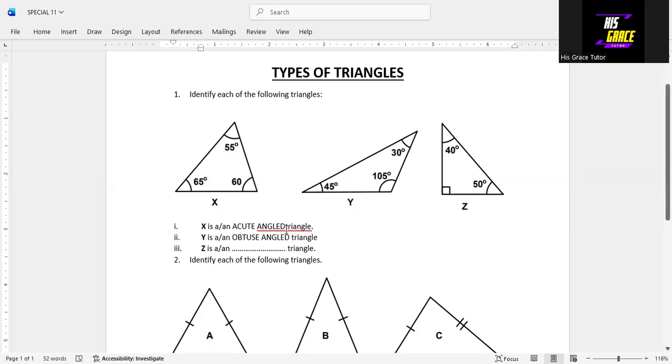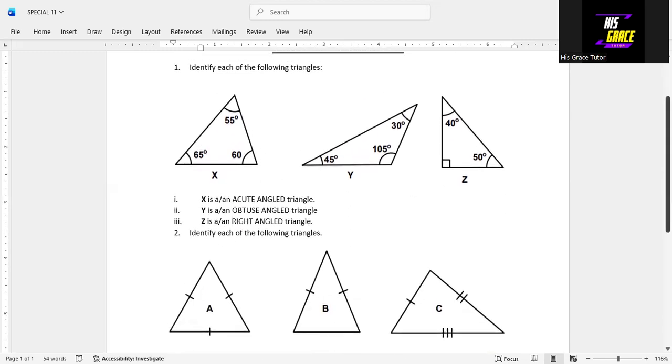Now, let's look at triangle Z. We have this triangle in which one of the interior angles is 90 degrees. This type of triangle is what we call a right angled triangle. That is triangle Z. All right, so we have answered question 1 and named each of these triangles as we were requested to do.